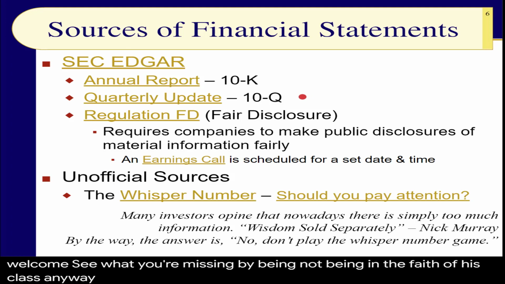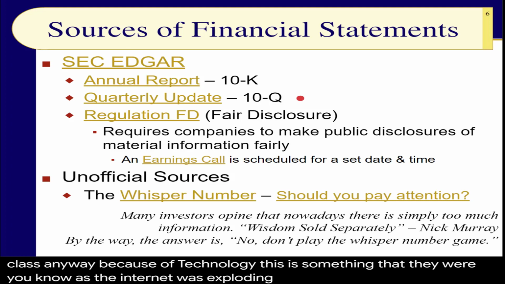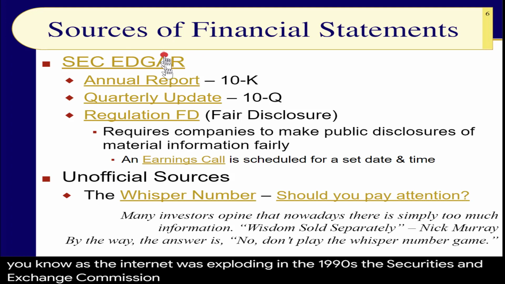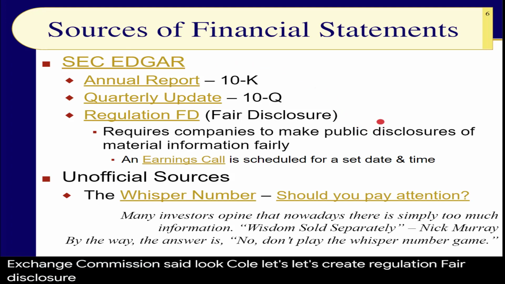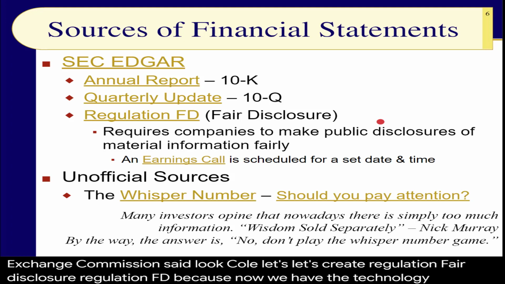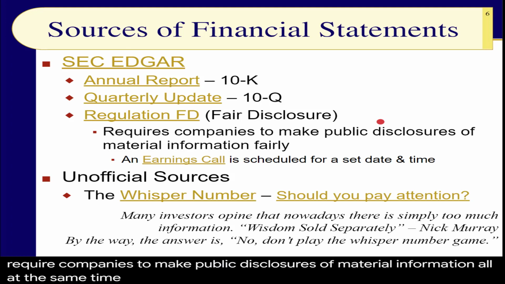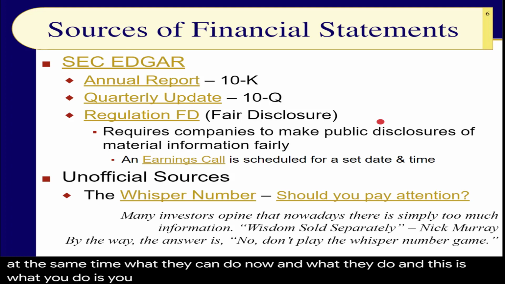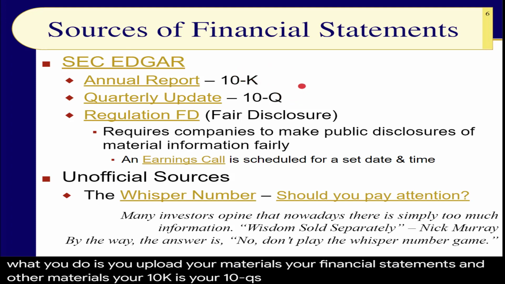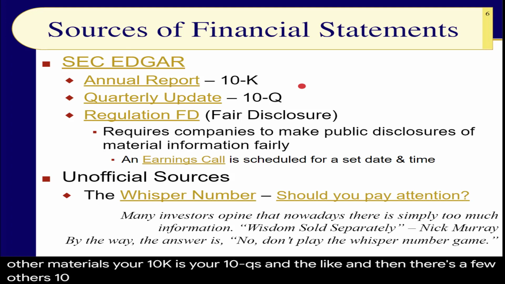Anyway, because of technology, as the internet was exploding in the 1990s, the Securities and Exchange Commission said, look, cool, let's create Regulation Fair Disclosure, Regulation FD, because now we have the technology to require companies to make public disclosures of material information all at the same time. What they can do now is upload their financial statements and other materials, their 10Ks, their 10Qs, and the like. And then there are a few others, like the 8K and 8Q.